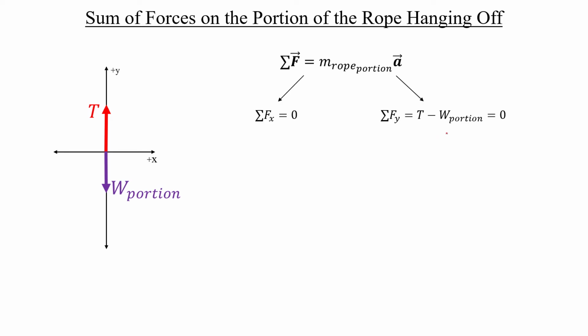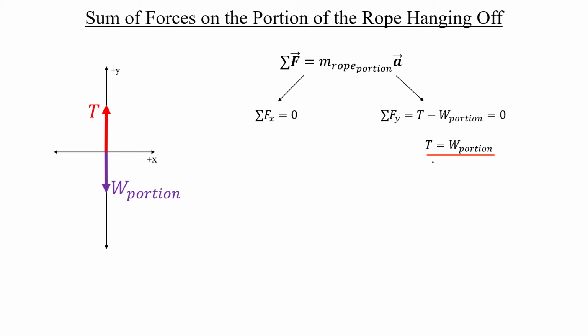And since the rope hasn't pulled the rest off the table, there's no acceleration. So the acceleration in the y direction is also 0. And we can take this weight portion and move it to the other side, which gives us another expression for the tension, which I'll underline here.